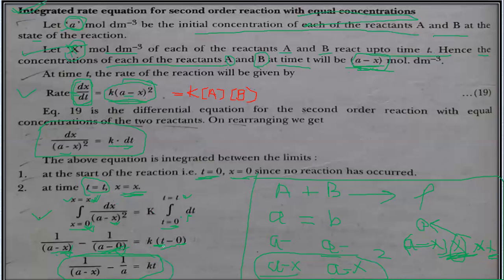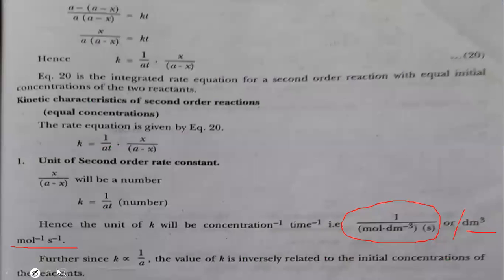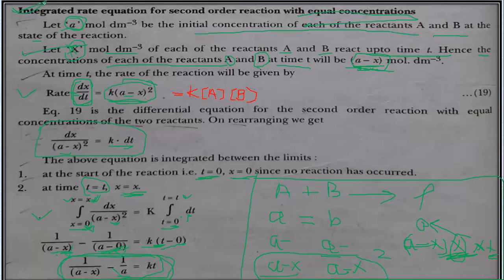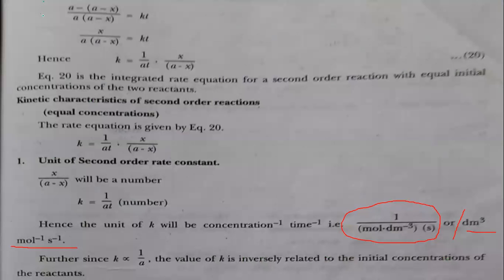So Kt equals 1 upon A minus X minus 1 upon A. This is our second order rate equation. Now we are going to use this equation to study the characteristics of a second order reaction and to plot a graph. I am taking that equation again. You can use this equation directly, or we can rearrange the above equation.